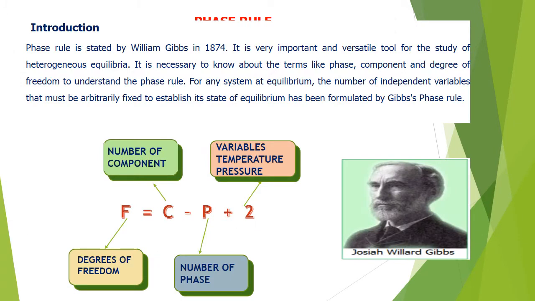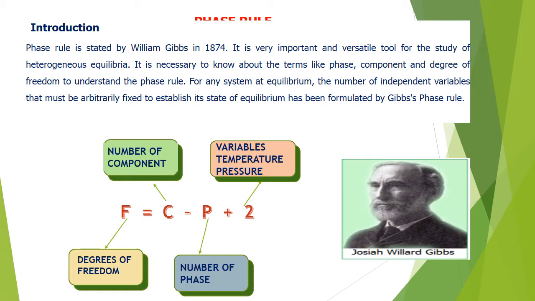What is phase rule? Phase rule was defined by William Gibbs in 1874. He was the one who did the experiment on the equilibrium of a heterogeneous system. In a heterogeneous system, how different phases are in equilibrium was studied, and he gave a rule called the phase rule, which goes by a simple mathematical term: F equals C minus P plus 2.